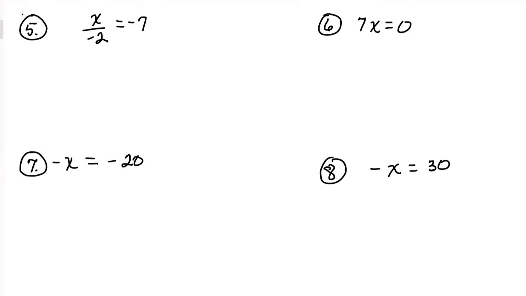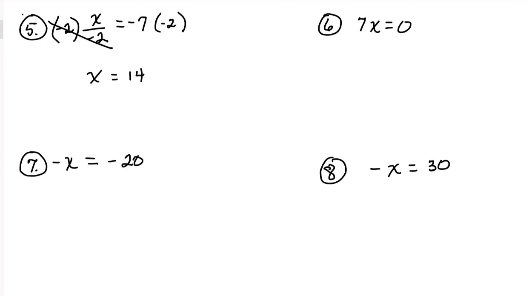Okay, problem 5. I have x divided by negative 2. I want to get the x by itself, so I need to undo dividing by negative 2. The way I do that is to multiply by negative 2. Multiplication and division are inverses, so that cancels. So x is 14.